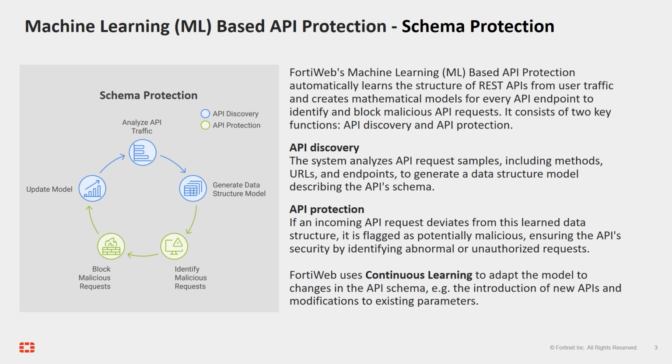FortiWeb's ML-based API protection secures REST APIs by learning their structure from user traffic and building endpoint-specific models to block malicious requests. It starts with API discovery, analyzing methods, URLs, and endpoints to create a schema model. Any request deviating from this schema is flagged as malicious through API protection. With continuous learning, the system adapts to changes like new endpoints or parameter updates, ensuring ongoing security.